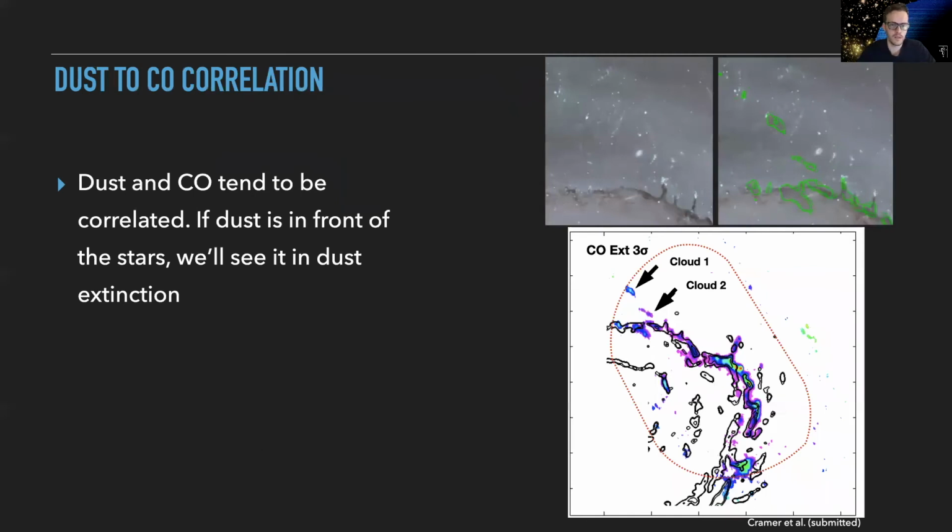Now, it's well known that dust and CO tend to be correlated. However, as I mentioned, if dust is in front of the stars, we'll see it in dust extinction. If it's behind the disk, behind the stars, you'll see no extinction. We made an extinction map based on the HST image, which I show on the lower right in black contours on top of the ALMA moment zero map.